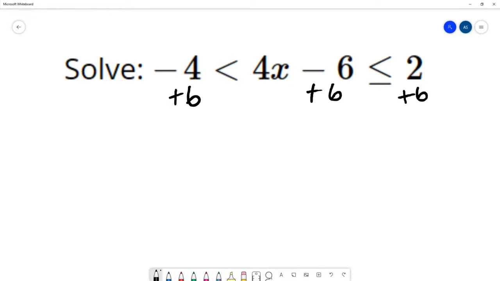We're going to simplify each side. -4 plus 6 is 2. That's less than 4x. -6 and +6 zero out. And that's less than or equal to 8.